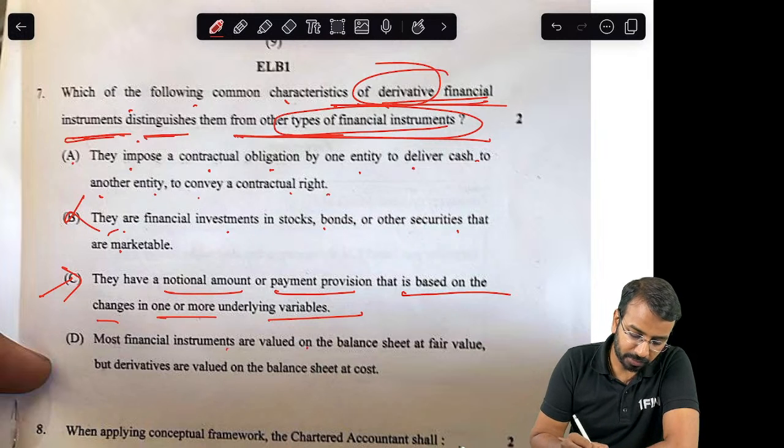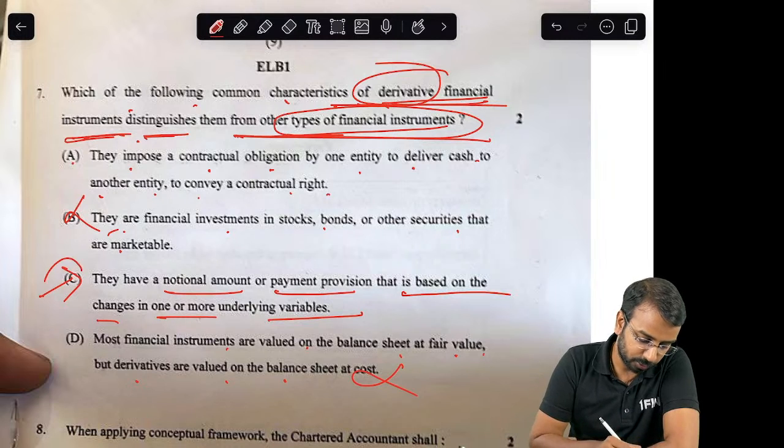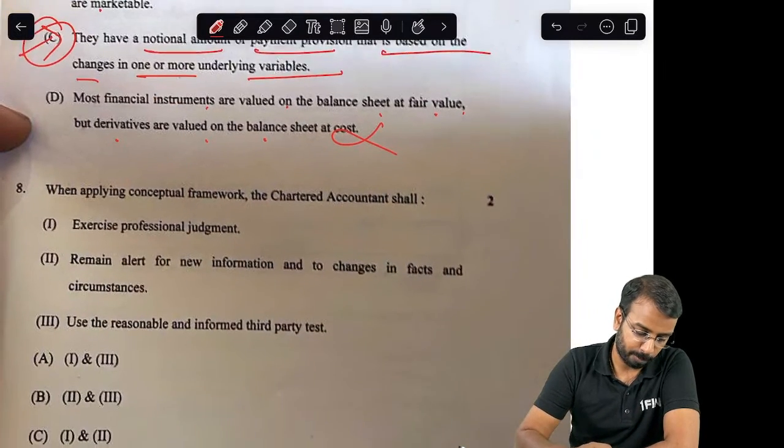Most financial instruments are valued at balance sheet at fair value. Derivatives are valued at balance sheet at cost. This is also incorrect. So option C is the correct answer.